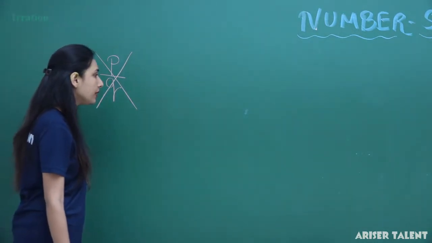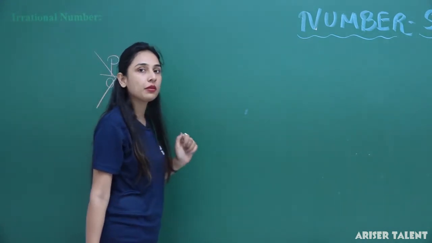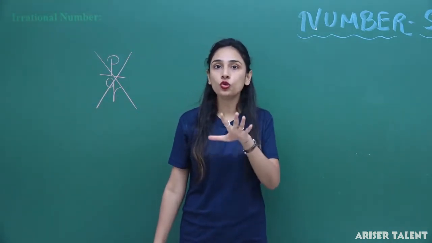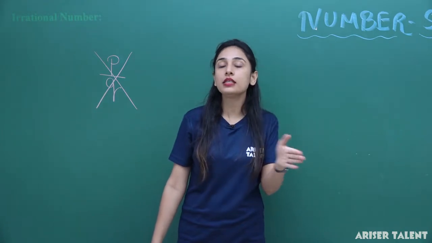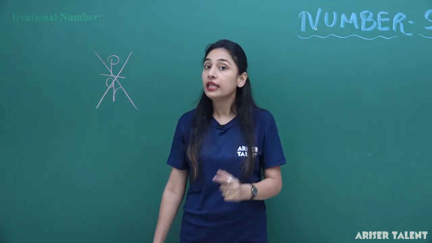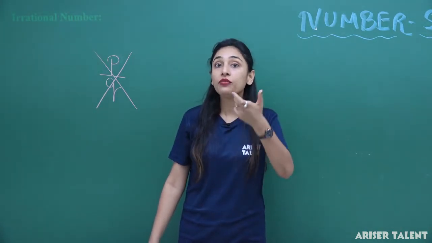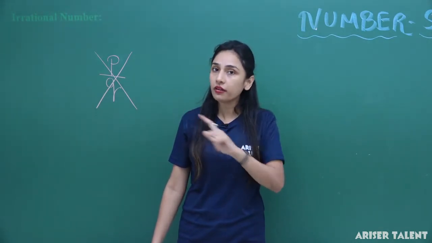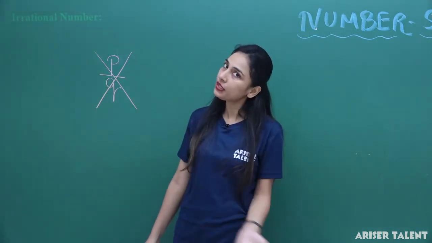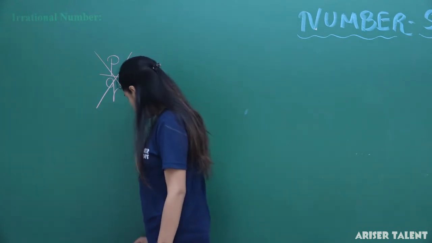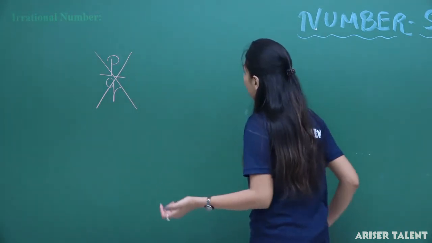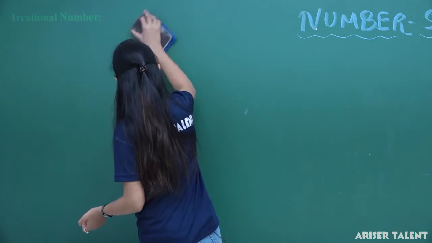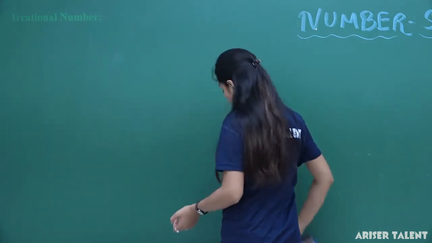Now, just to identify irrational numbers, you have to go through the rational numbers in a very particular manner first. Then you will know which numbers are not rational and that will lie in that category. Okay, so this is clear to you guys.